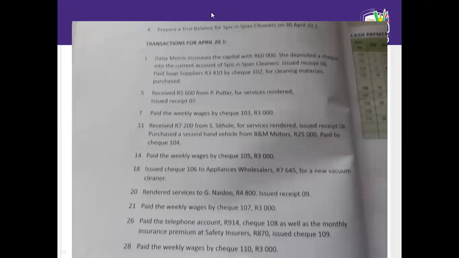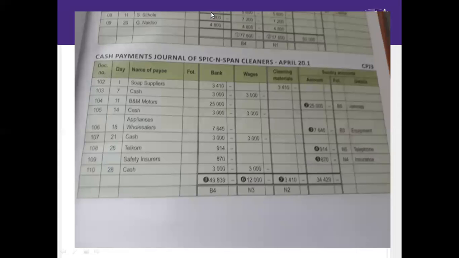On the 21st, paid the weekly wages by check 107 for 3,000 Rand. So again, a wages transaction. Right. Remember, there's no name of a person or a business. So what are you going to write? The word cash. Remember, it's check 107, 3,000 Rand. If it is paying something, then it must go to the CPJ.